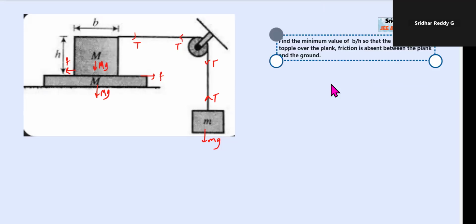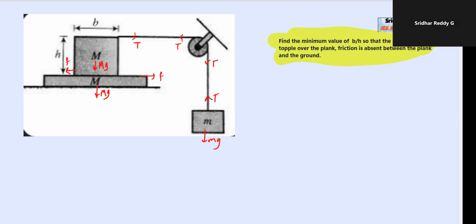Okay, is everyone able to see the question? What is the question like? Find the minimum value of b by h so that the block does not topple over the plank.